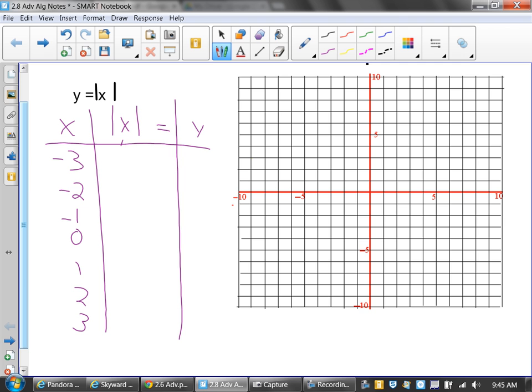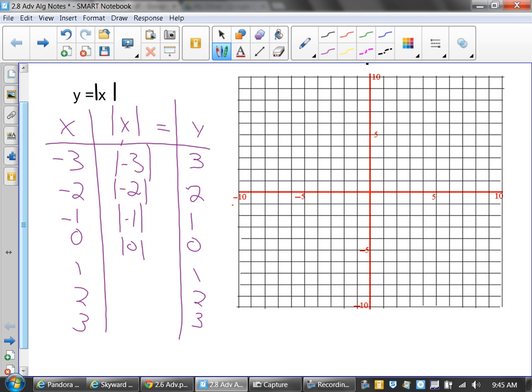Nicely done. So, what's the absolute value of -3? 3. Remember, absolute value of -3. What's the absolute value of -2? And so on. What's the absolute value of 1? 2? 3? Anyway, so now we have our table set of values.